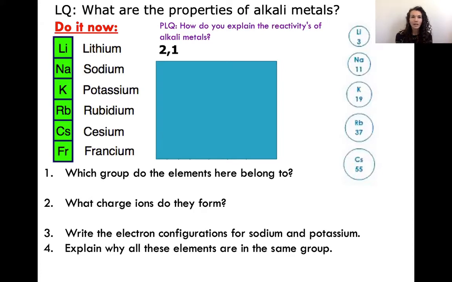So if you could write the learning question, what are the properties of alkali metals? So the word properties means what are they like? Okay, so what characteristics do they have? All right, so if you pause the video and write the learning question and have a look at the Do It Now, which is a series of revision questions about alkali metals.